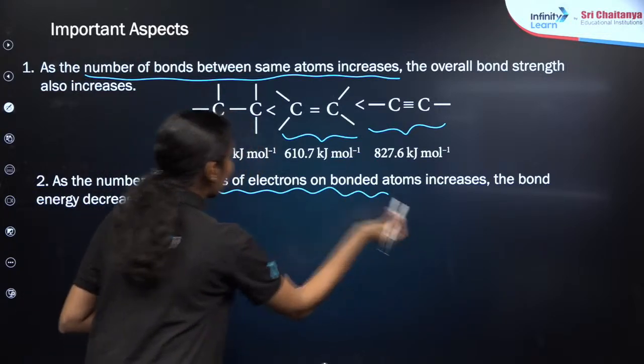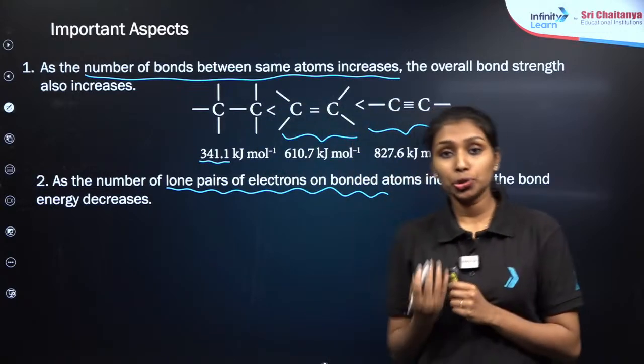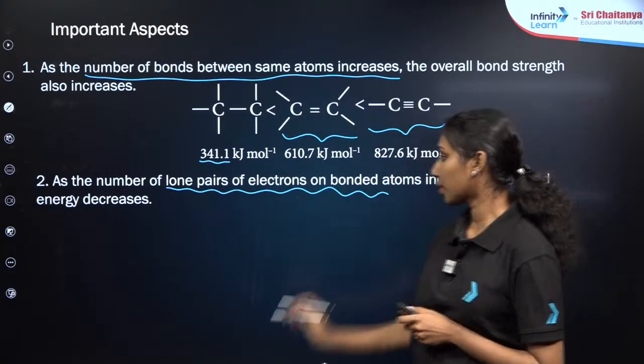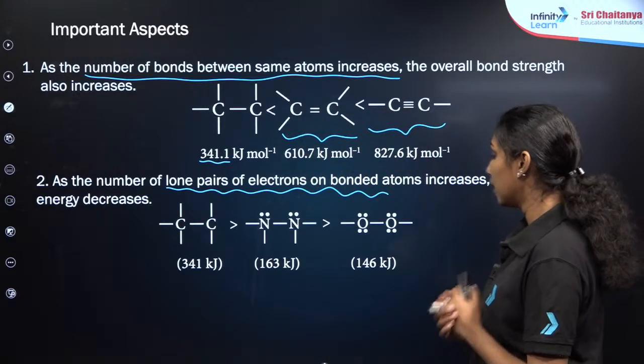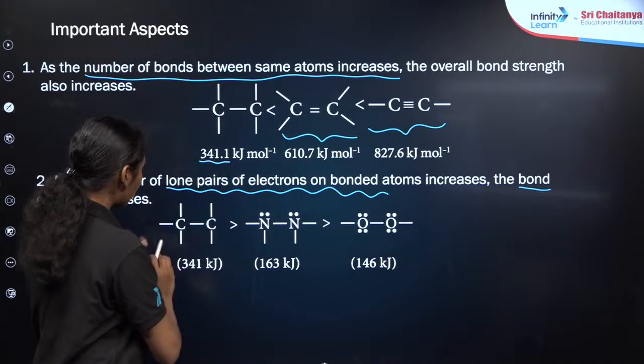This is the next one. If the bonded atom contains any lone pair, at least one or two lone pairs, what will happen to the bond energy? I will show the example first, then you will identify. Okay, this is the first bond, right? C is a single bond, there will be no lone pairs.